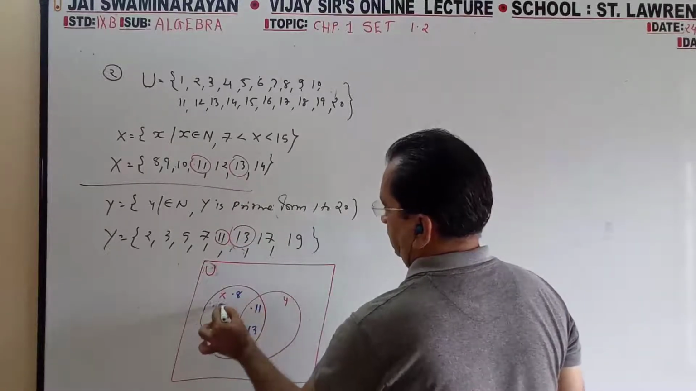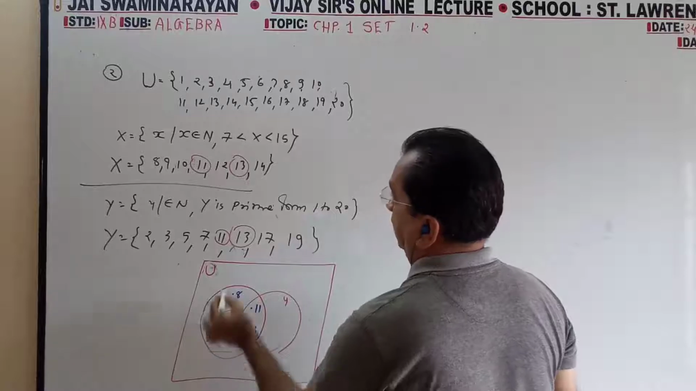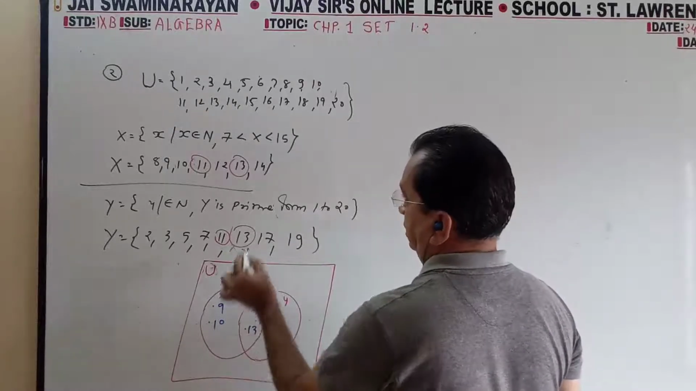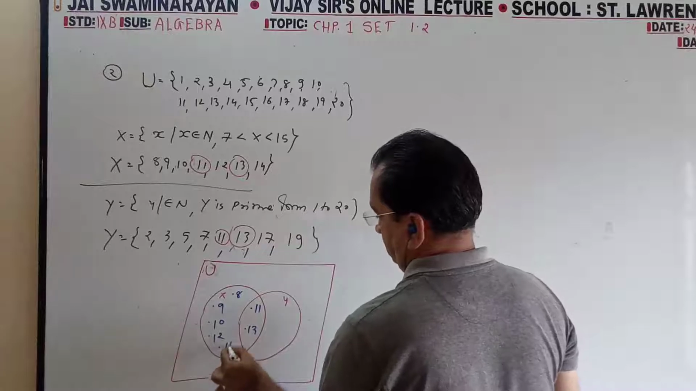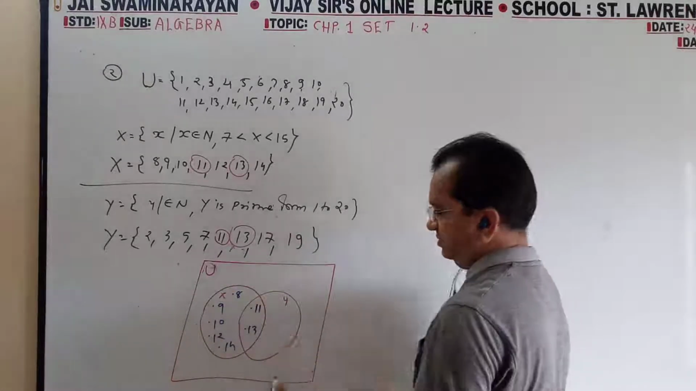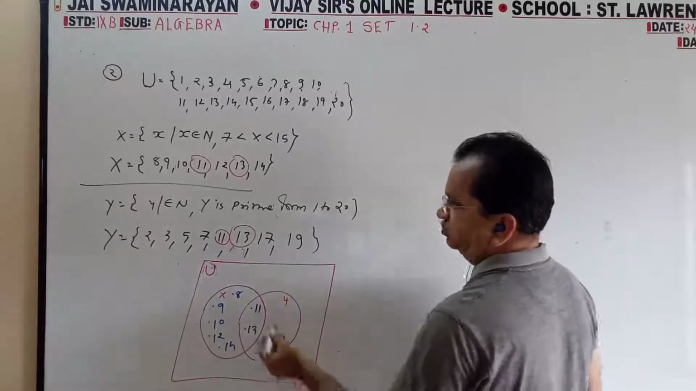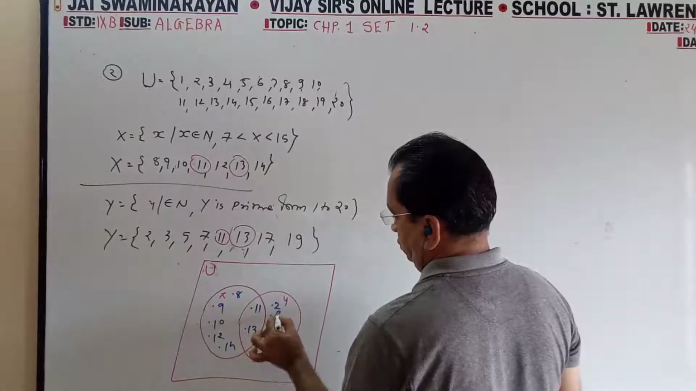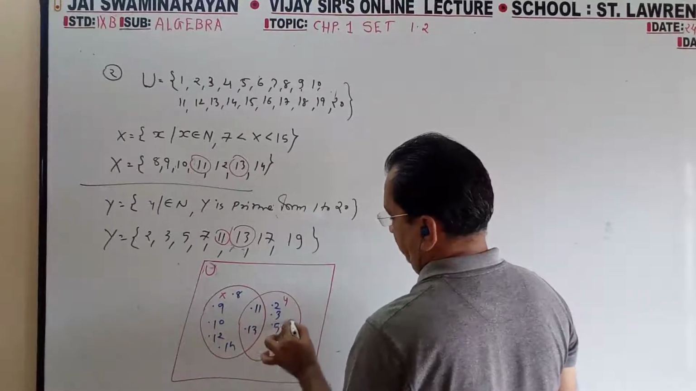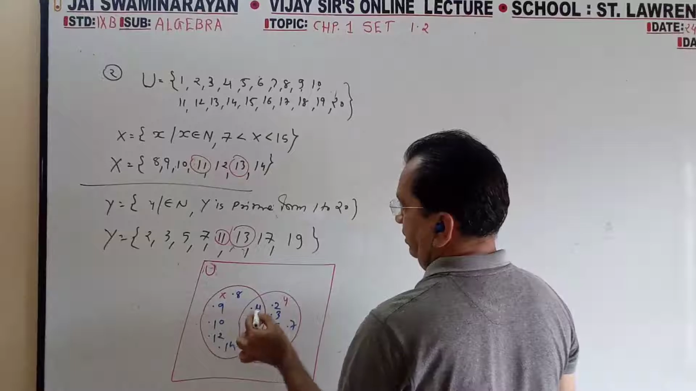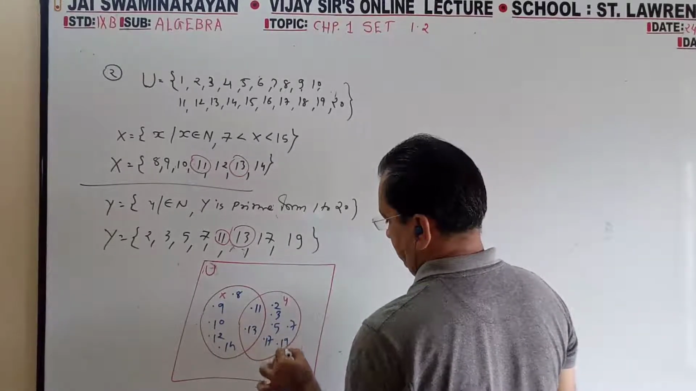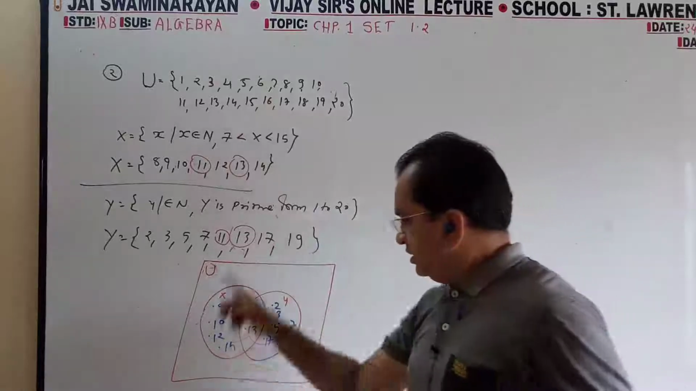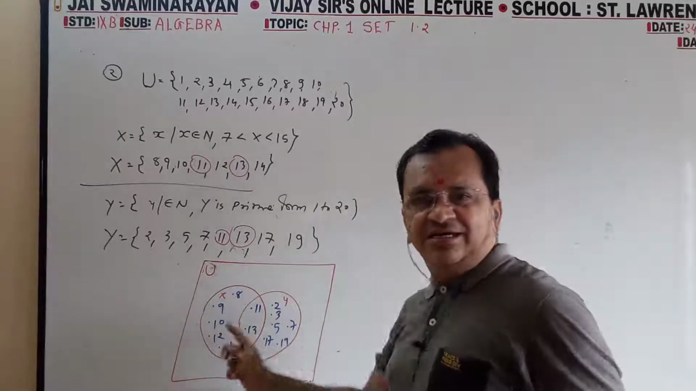X is 8, 9, 10, 11, 13, 12, 14. Now Y: 2, 3, the dot is compulsory, 7, 11, 13, 17, 19. In X, in Y, in both.